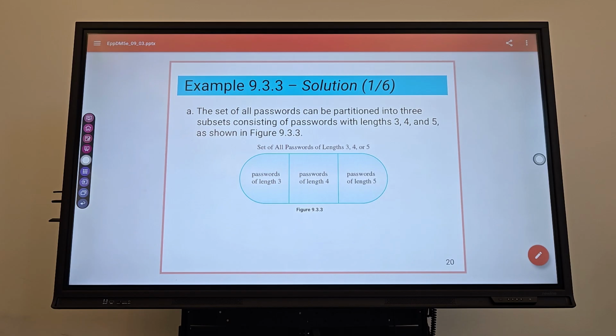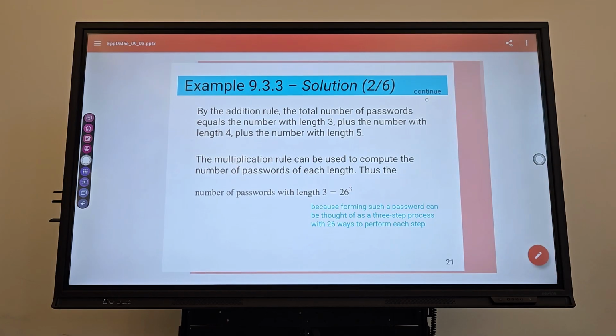The set of all passwords can be partitioned into 3 subsets consisting of passwords of lengths 3, 4, and 5, as shown here. By the addition rule, the total number of passwords equals the number with length 3 plus the number with length 4 plus the number with length 5. The multiplication rule can be used to compute the number of passwords of each length.